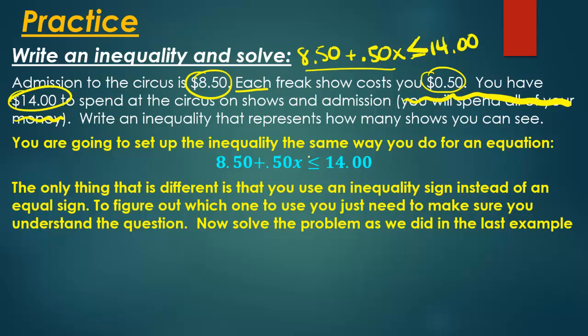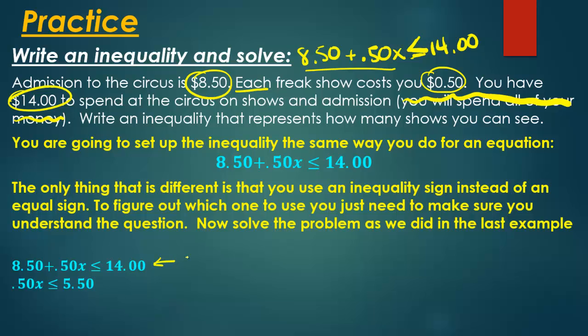If you accidentally did, it has to cost more than the $14 I have, you'd say, oh wait, that doesn't make sense. But anyway, we're going to solve this just like we did in the previous example. Start off with $8.50 plus 50 cents times x is less than or equal to 14. After you subtract 8.50 from both sides, you would have 0.50x is less than or equal to 5.50. And then you would divide both sides by 0.50.